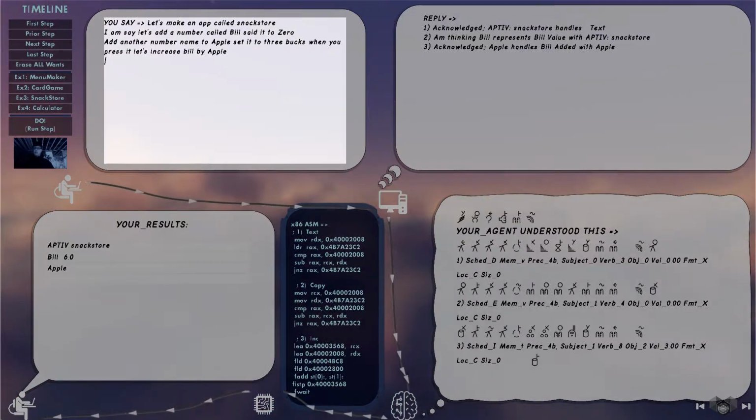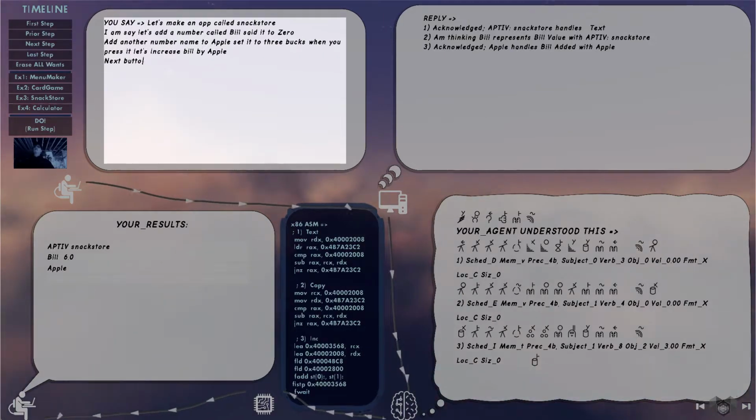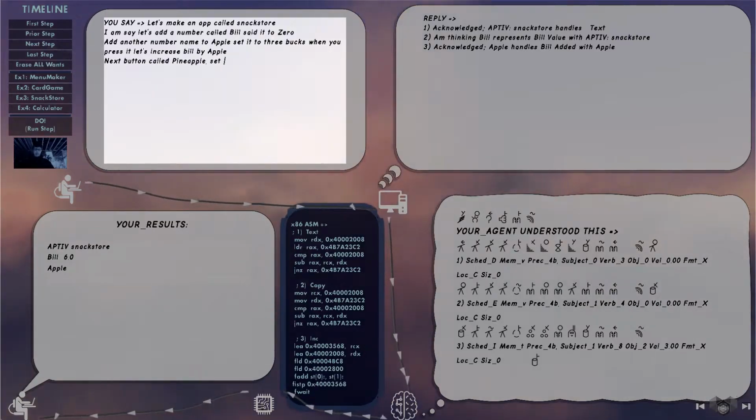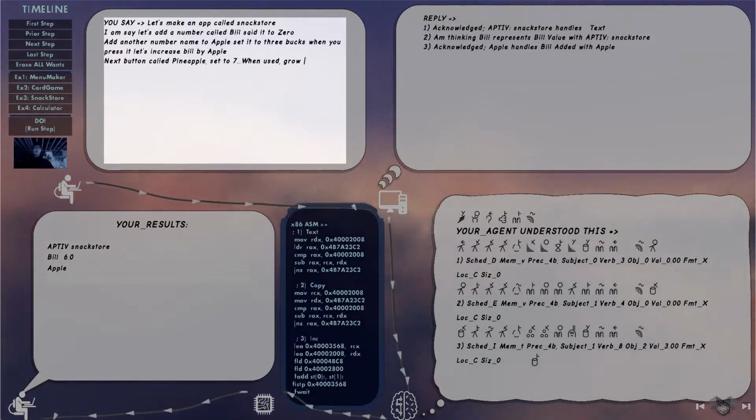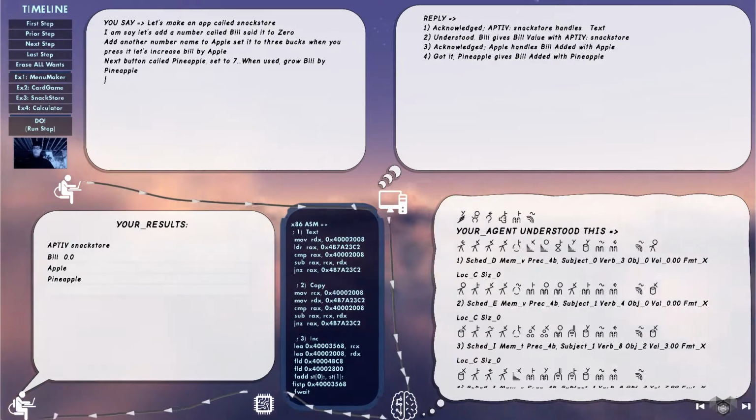So let's finish this up. I'm going to type these just to be quick about it. Next button called pineapple. So we know it's similar to the word apple. Let's make that set to 7. When used, grow that bill by pineapple. And it looks like we got that there.